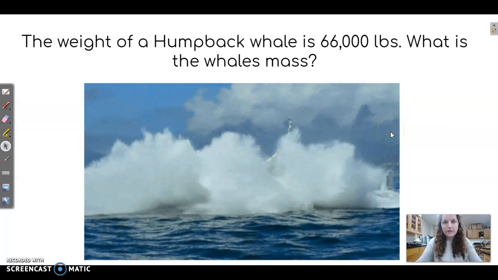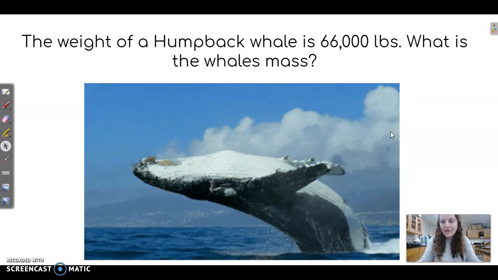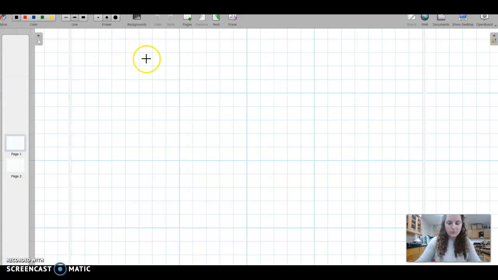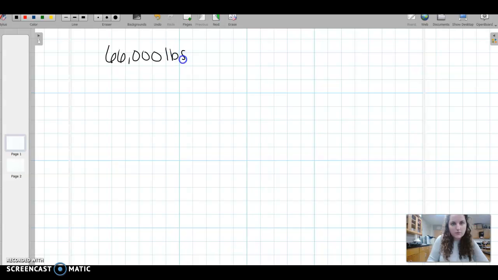So what are we given in the problem? Well, the one thing that we're given is 66,000 pounds. So let's go ahead and write that down. 66,000 pounds. One conversion that I know I can use in order to get its mass is 1 kilogram is equal to 2.2 pounds.